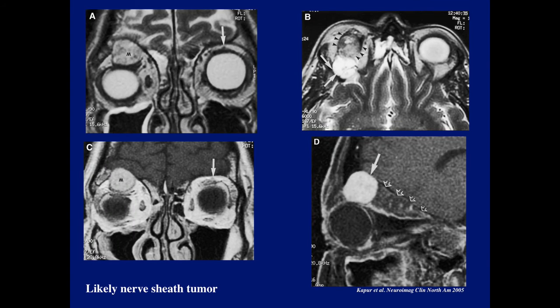Interestingly enough, a similar case is also published in the literature where they also felt it was a likely nerve sheath tumor. Again, notice there was a cystic component, an enhancing component, and it also involved the entire supraorbital nerve on the sagittal plane here, and we can see the mass similar to our case. So this was a schwannoma, likely a nerve sheath tumor.